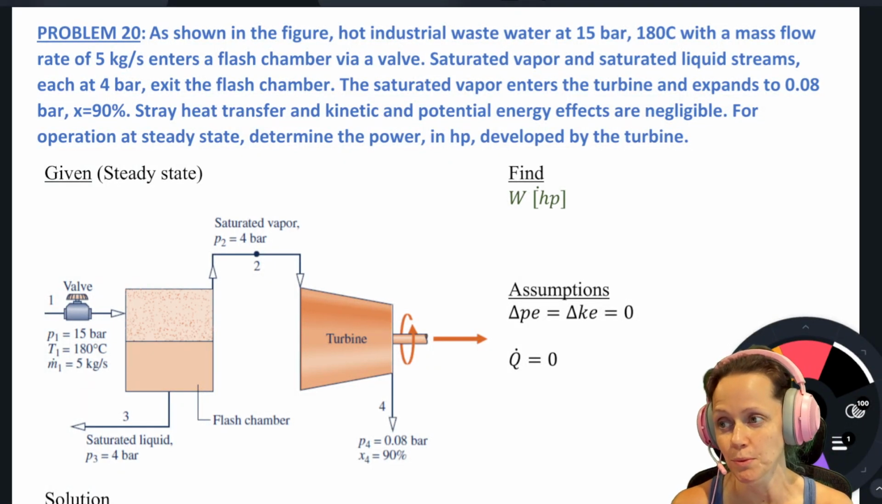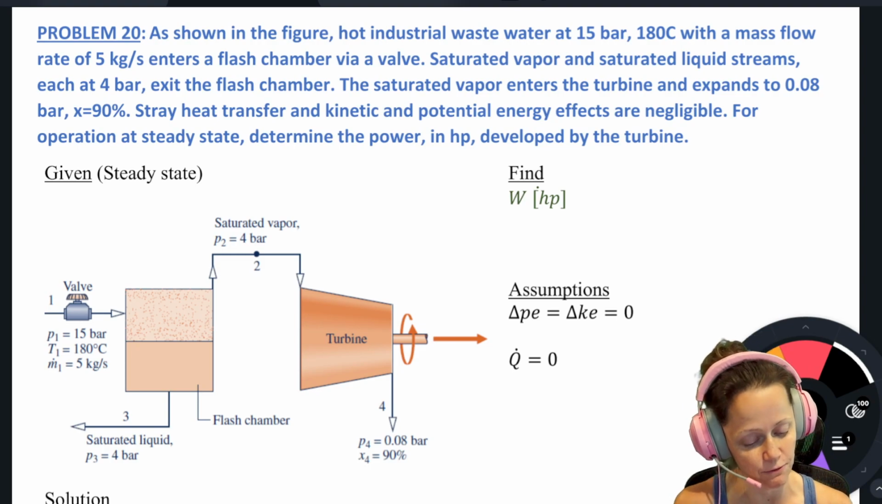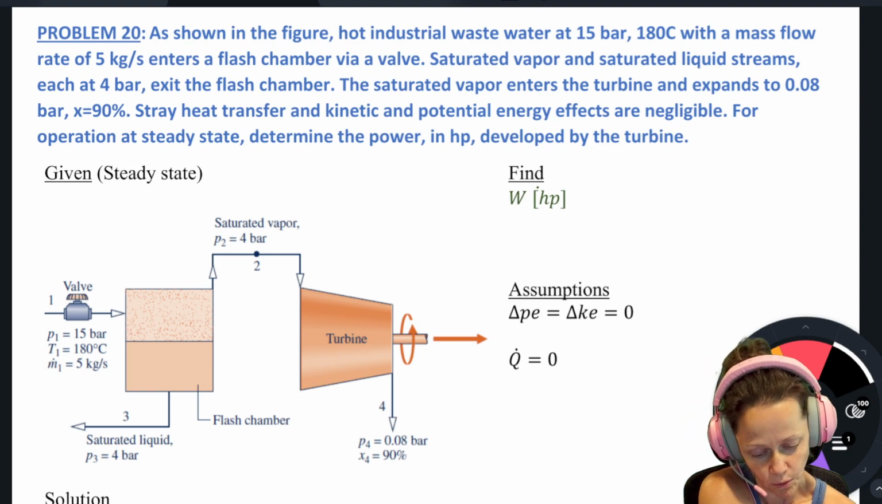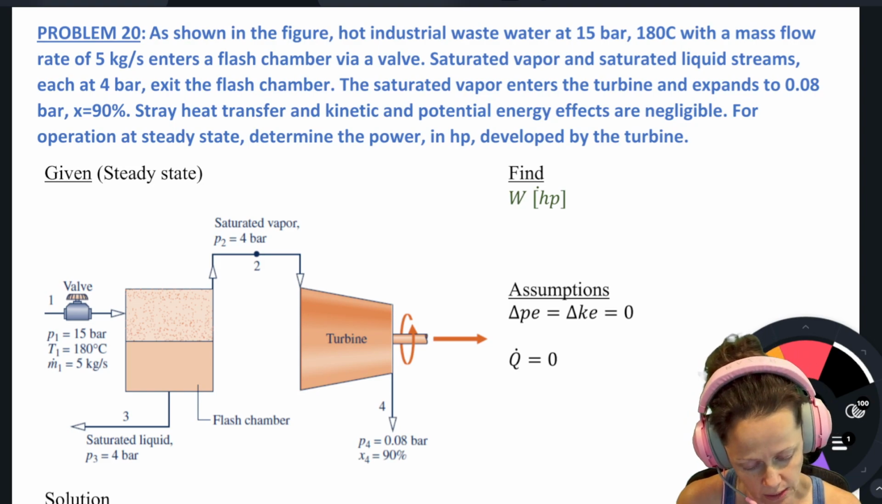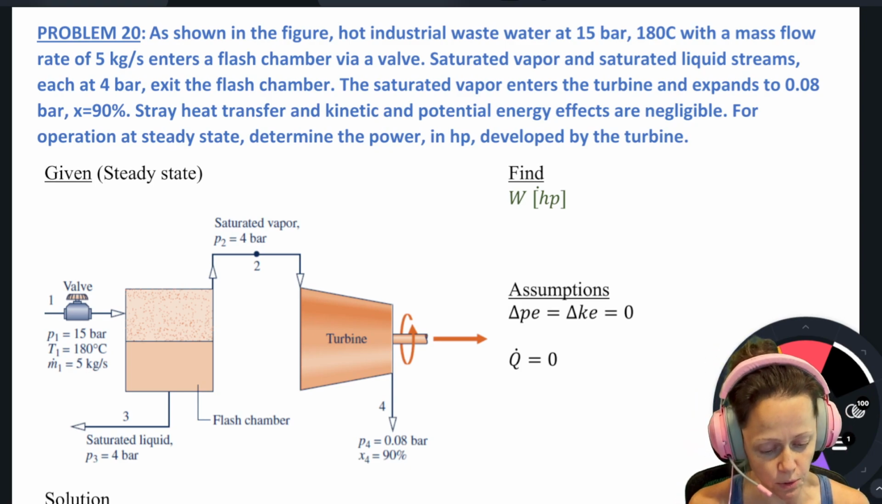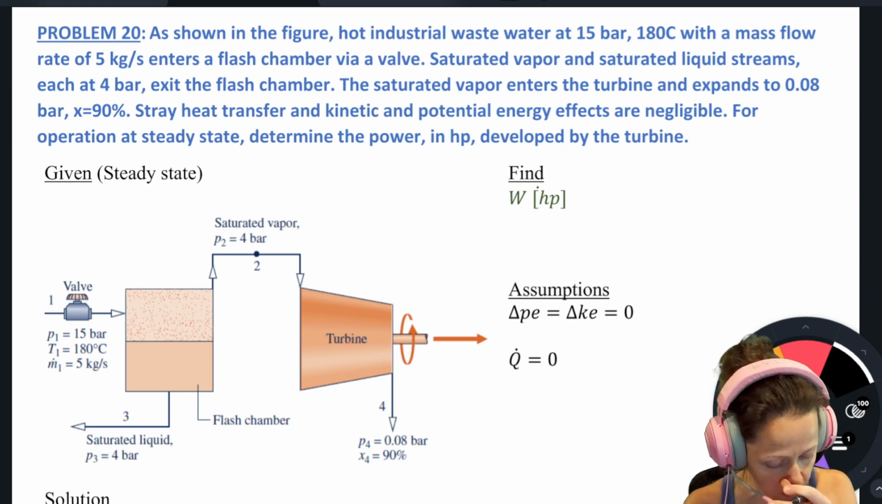All right, so problem 20. So we have hot industrial wastewater at 15 bar, 180 degrees Celsius with a mass flow rate of 5 kilograms per second. So that's coming in at state one, enters a flash chamber via a valve.